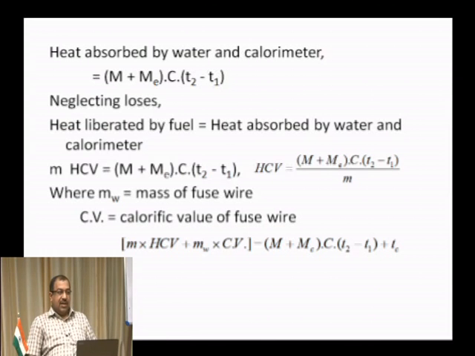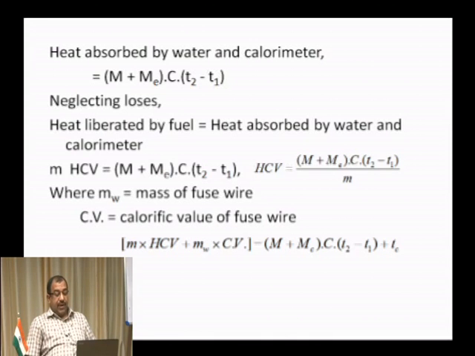Suppose you consider the mass of fuse wire and the calorific value of fuse wire, the equation can be modified as m into higher calorific value of fuel. m stands for mass of fuel, and fuse wire is also used, right. So, mw stands for mass of fuse wire and its calorific value, is equal to (M plus me) into C into (T2 minus T1) plus the fuse wire correction.